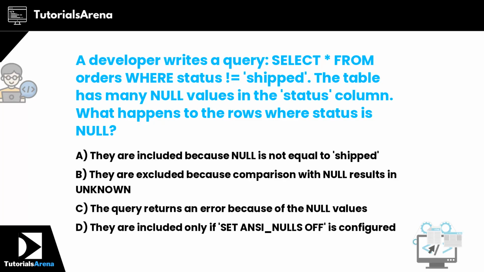A developer writes a query: select * from orders where status equals shipped. The table has many null values in the status column. What happens to the rows where status is null? Answer is B. They are excluded because comparison with null results in unknown.